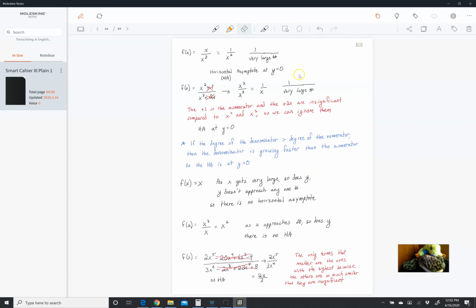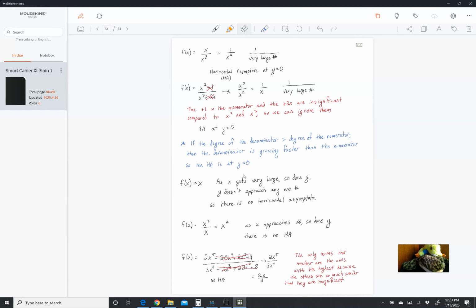Which means that we come to another big conclusion. We look at the degree again. If the degree of the denominator is less than the degree of the numerator, then the denominator is growing more slowly, okay? Or we could switch it around and say if the degree of the numerator is greater than the degree of the denominator, then the numerator is growing faster, which means there is no horizontal asymptote. So you see what happens here, that it's a lot more explanation, but there's really these two possibilities, okay? And we'll have one more. There's a third one. So let's write down that.